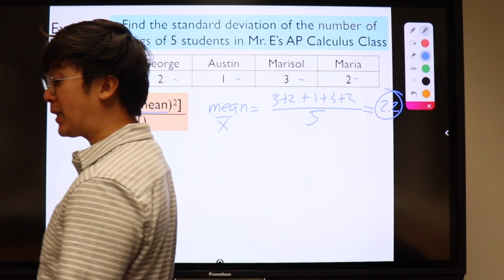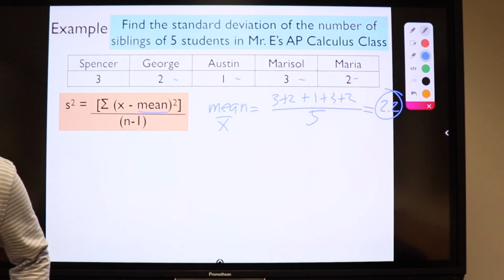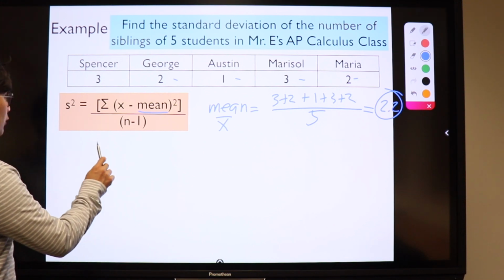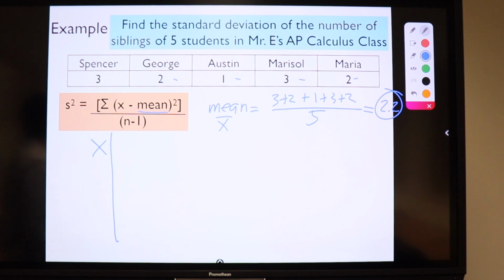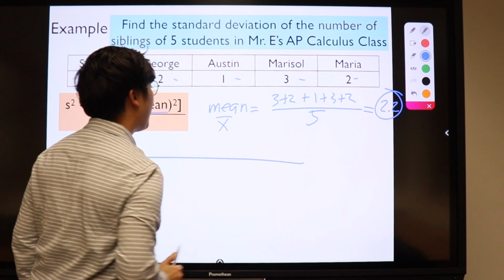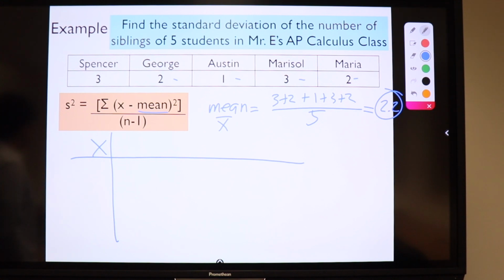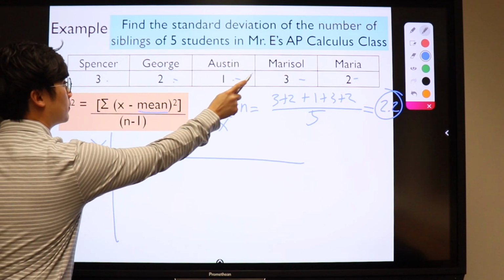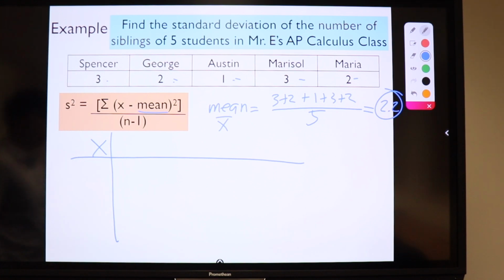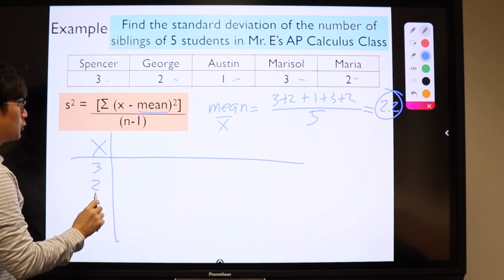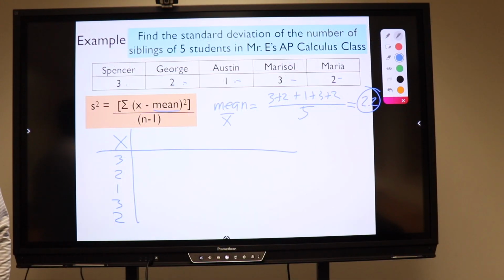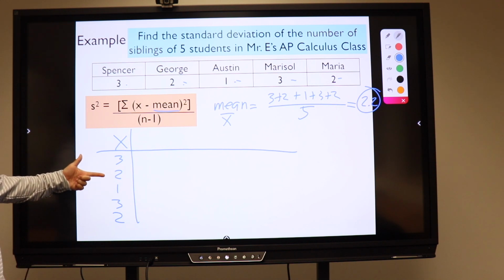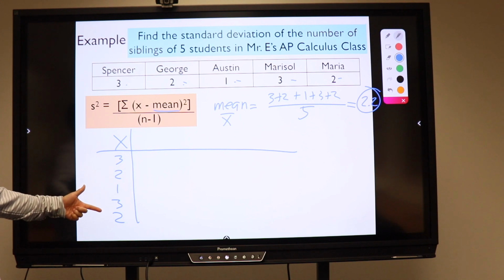And after finding the mean, we're going to compute for the standard deviation using a table. The first thing that we need to do is to write down all our x's. And what are the x's in our distribution? The data set. So we'll have 3, 2, 1, 3, and 2. Copying down all your given number of siblings. This is Spencer's number of siblings, George's, Austin's, Marisol's, and Maria's.